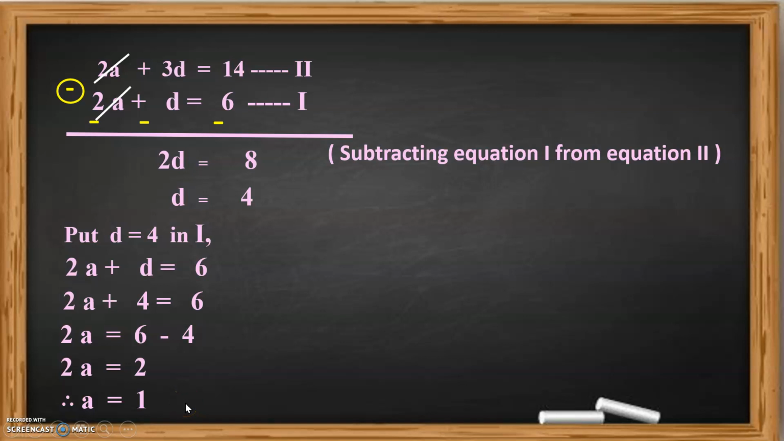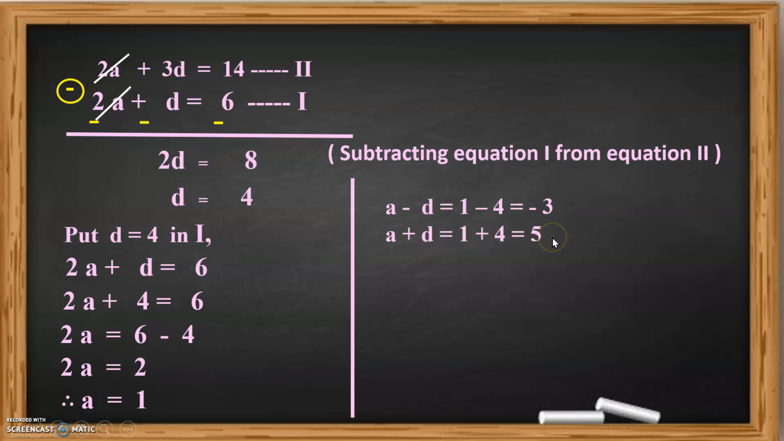Now I have got a and d. So let's find the numbers. First number is a minus d, that is 1 minus 4 equal to minus 3. What was the second number? a. But a we already have, 1, so we will not write that. We will go to the next number, that is a plus d, which is 1 plus 4 equal to 5. The next number, a plus 2d equal to 1 plus 2 into 4 equal to 1 plus 8 equal to 9. So we have got our 4 numbers.